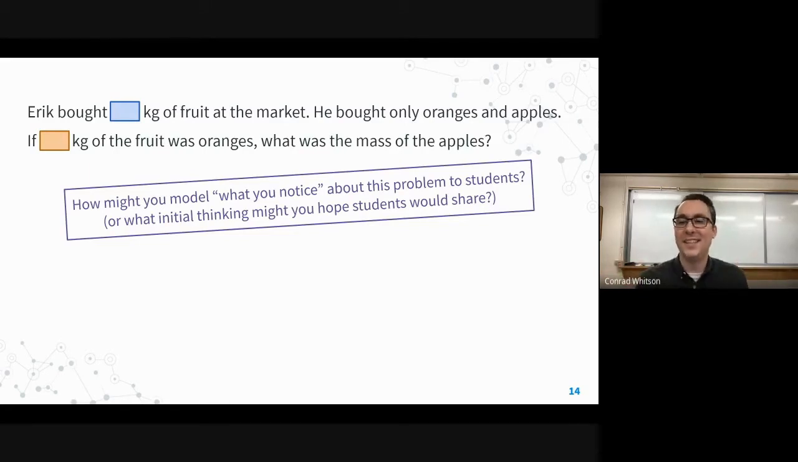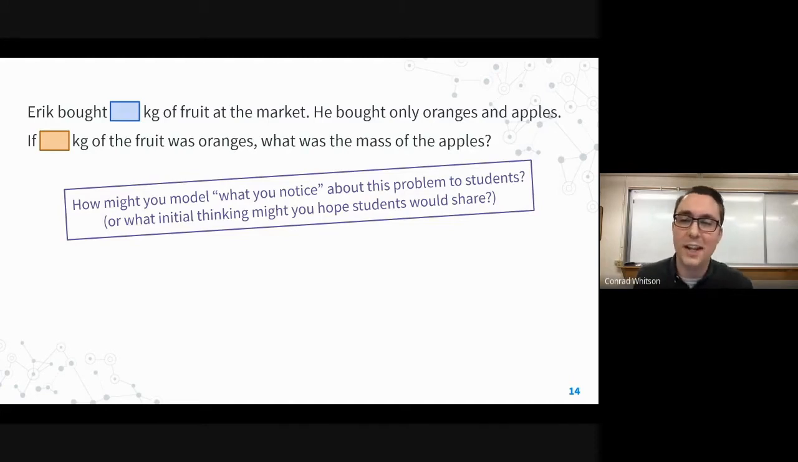All we have is the situation. We can't pull the numbers out and work with them. We can't puzzle it out based on the numbers. We're kind of forced into really thinking about this as a community. So take a minute in the chat, share your thoughts. How might you model what you notice about this problem with your students?